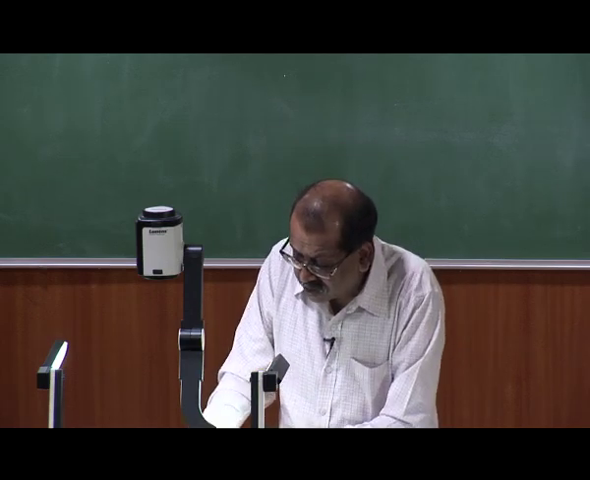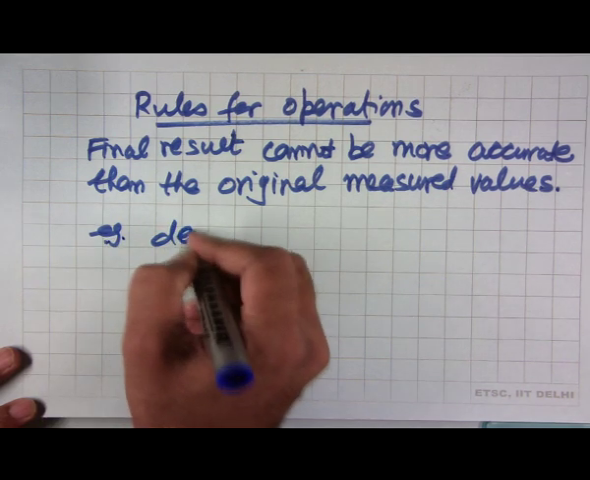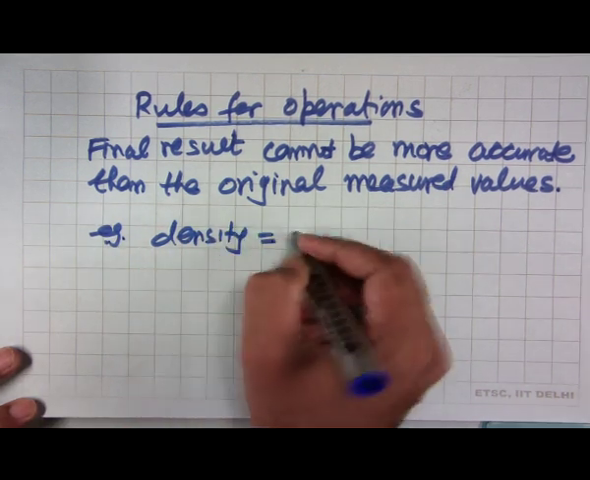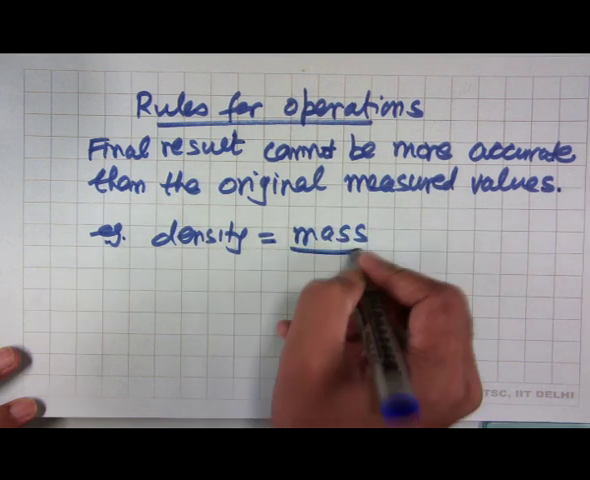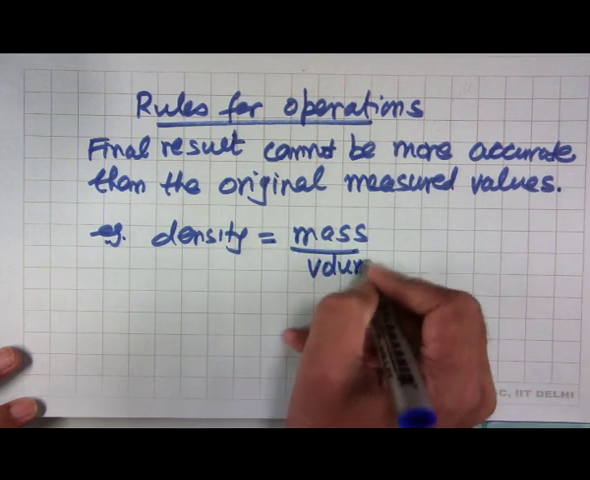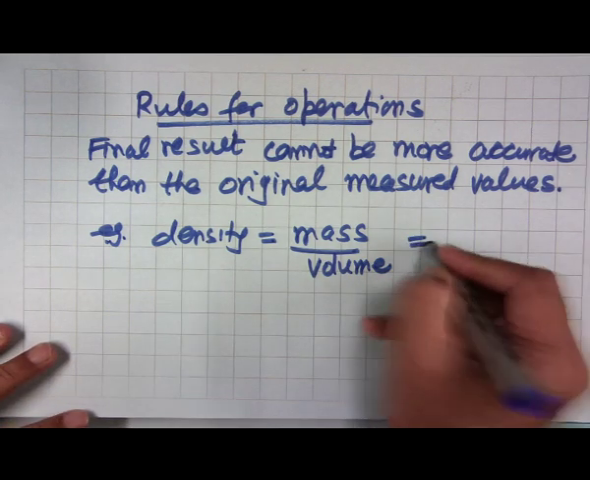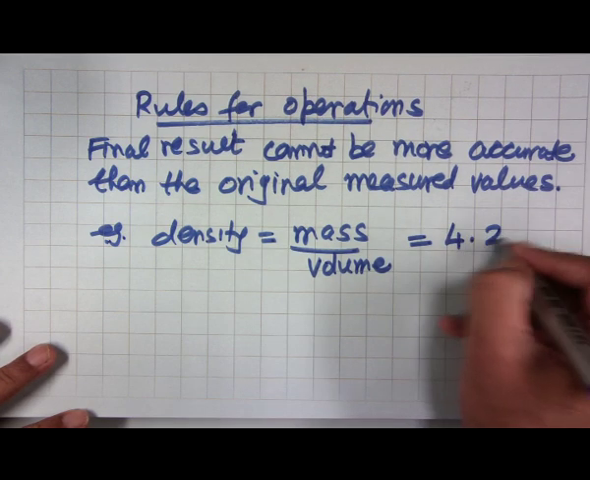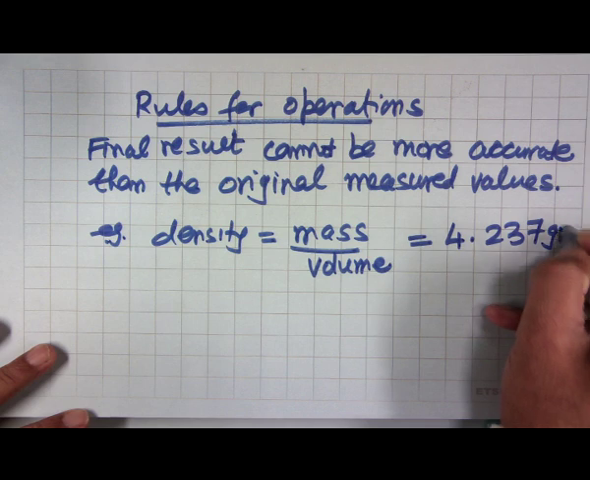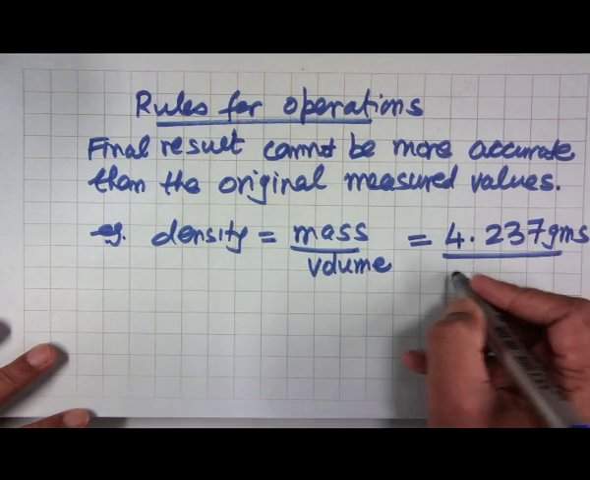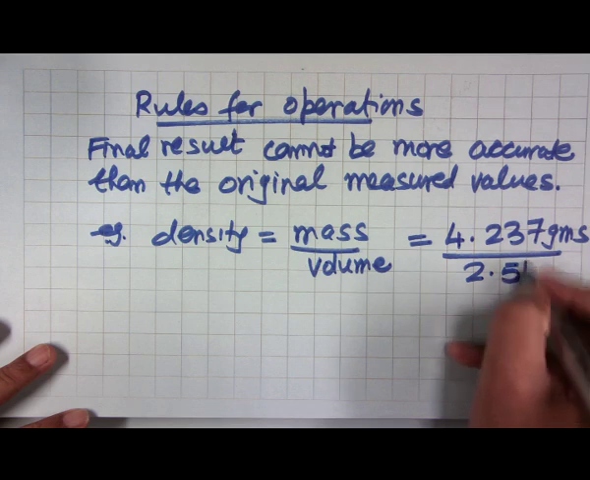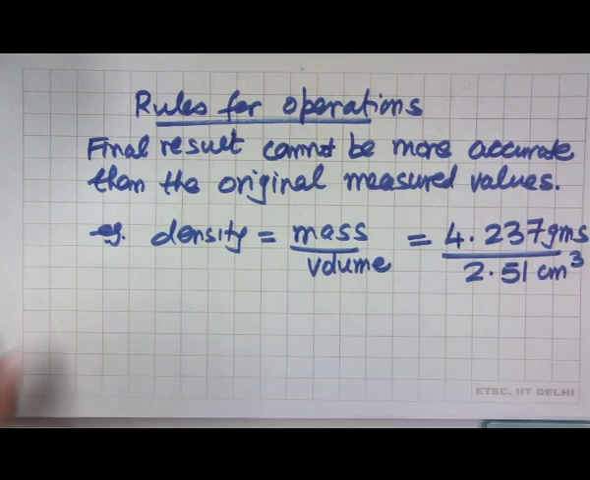So, for example, let us see, we have density equal to mass upon volume, and let us say the mass of a quantity is given to us as 4.237 grams and the volume is given as 2.51 centimeter cube, and we are to calculate the density of this.